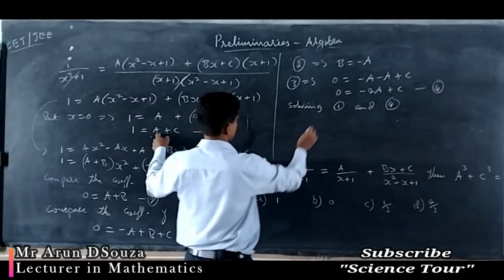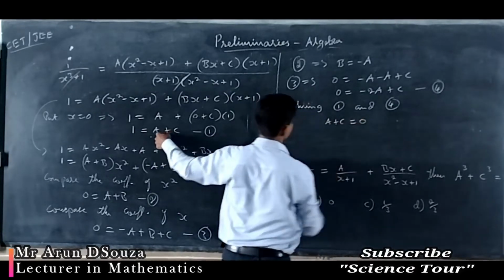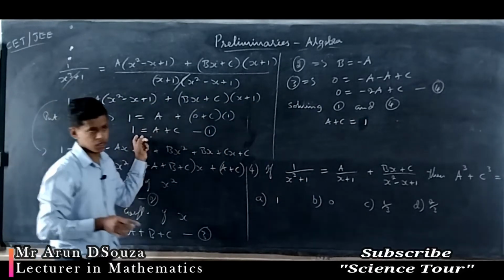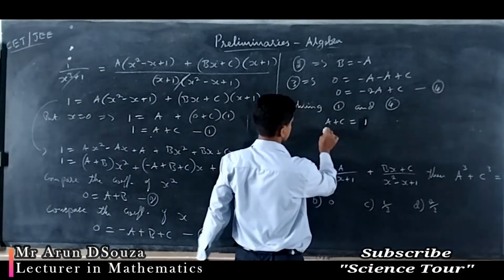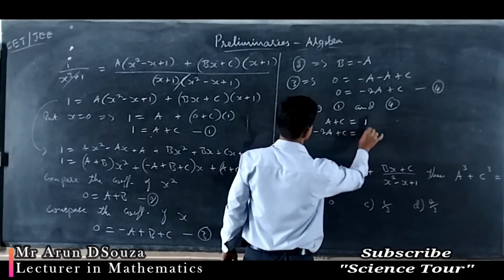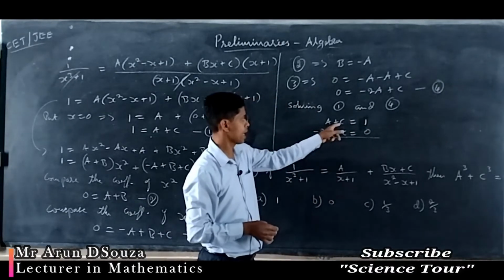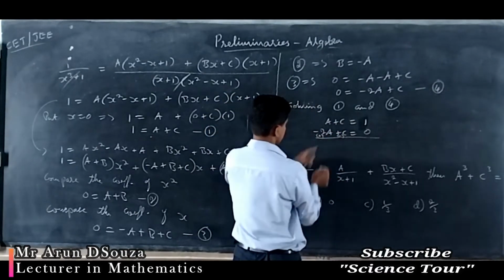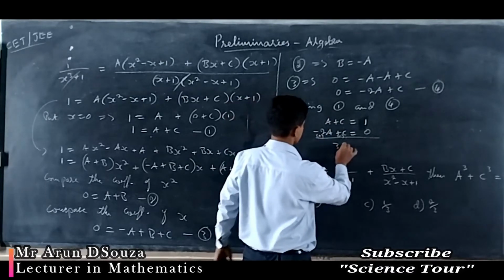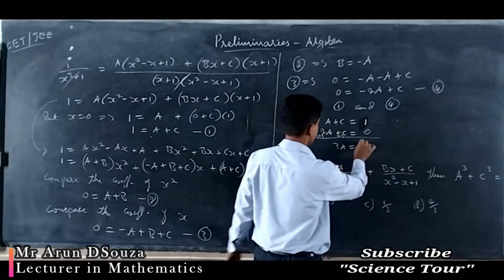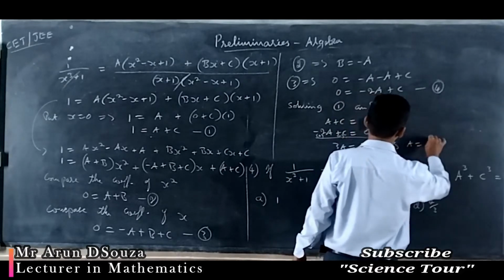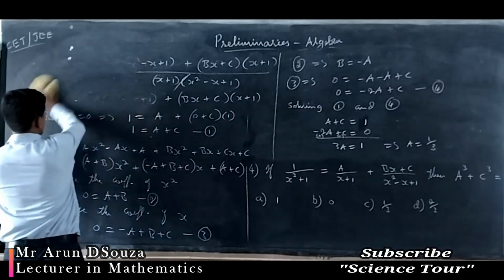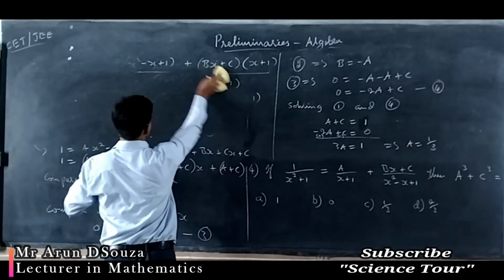Well, so you got a plus c is equal to 1, correct? A plus c is equal to 1, first equation, and the fourth equation is minus 2a plus c is equal to 0. So what do I do? I subtract. So when I subtract, c will cancel, and this will be plus 2a plus a. So that is 3a is equal to 1 plus 0. So a is equal to 1 by 3. Well, so I have got the value of a. Now let me substitute and get the value of c.